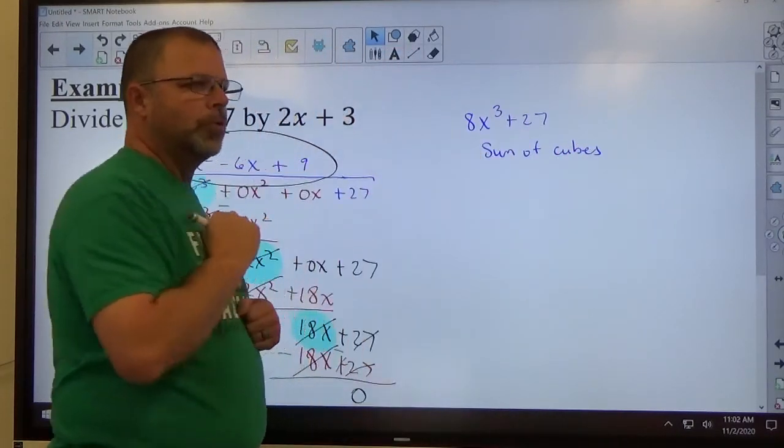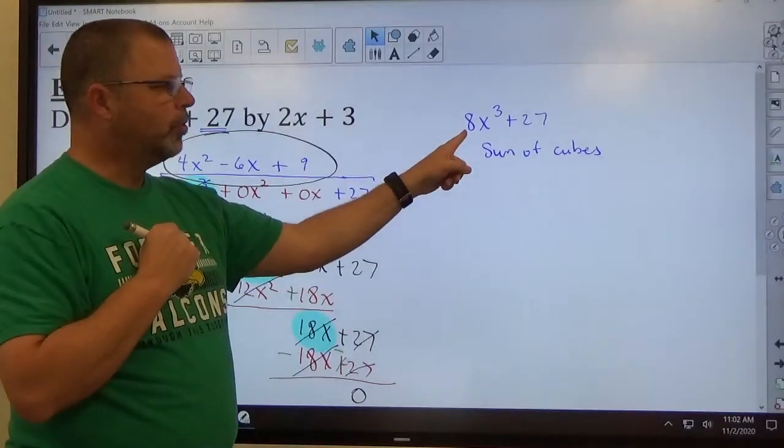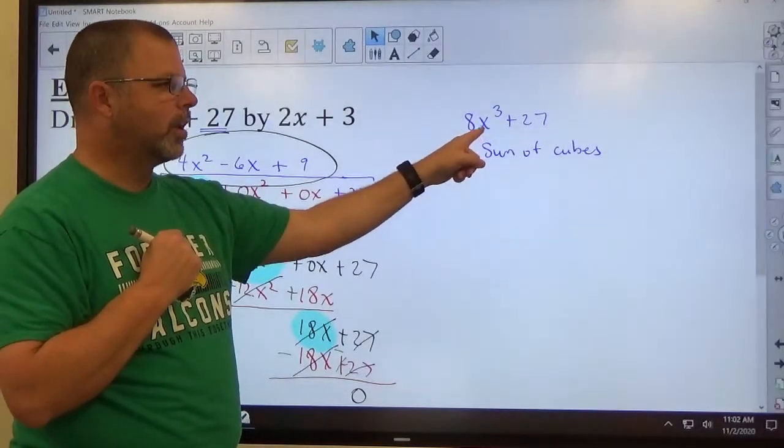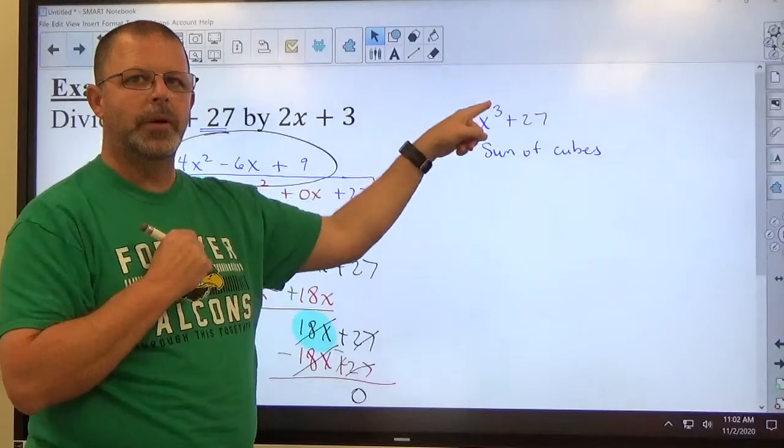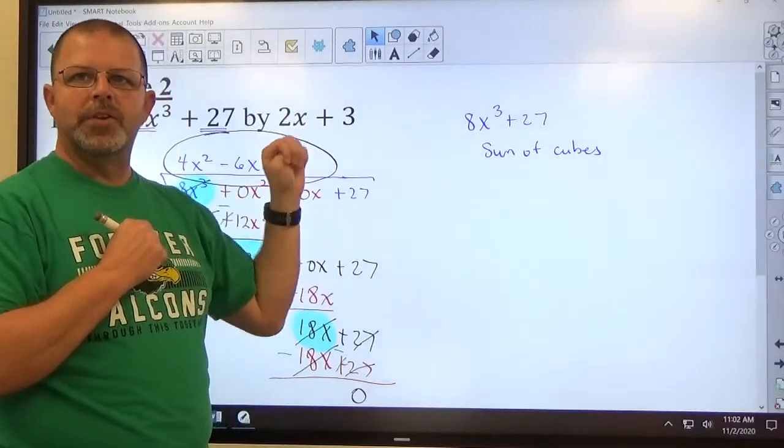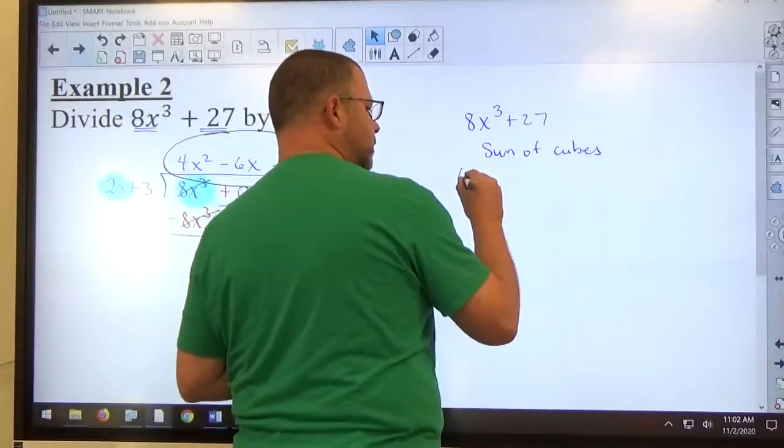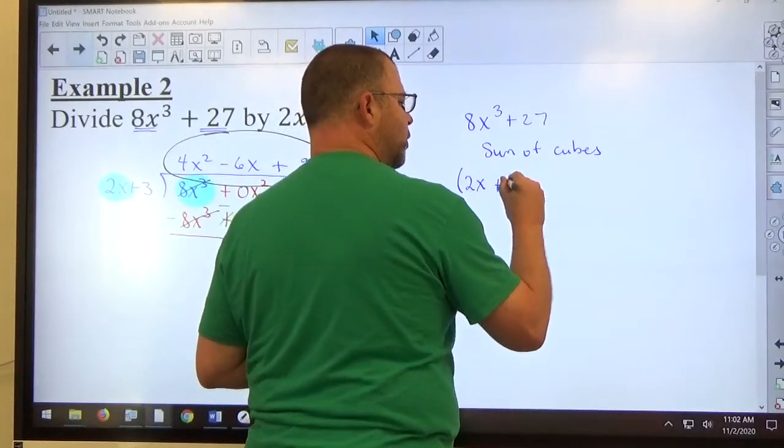That's the sum of cubes. That's 2 times 2 times 2. That's x times x times x. That's 3 times 3 times 3. They're being added together. If you have a sum of cubes, the factored form, cube root plus cube root.